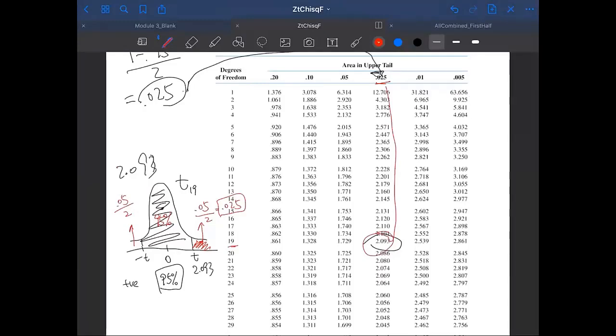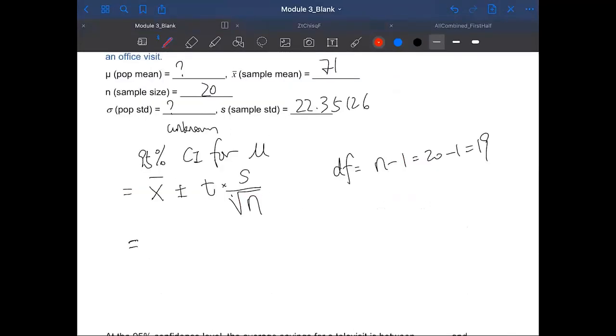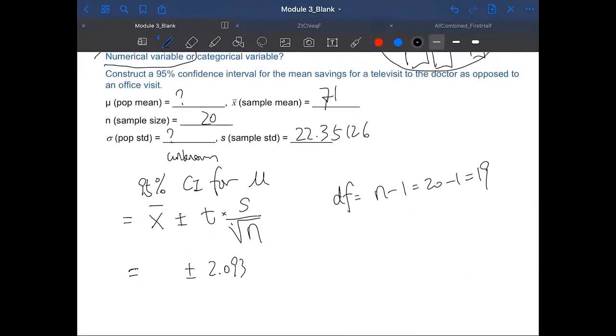Okay, great. And if that part is clear, Siri is going to help us fill in the rest of them. Okay, so this is a plus minus 2.093. And how about the rest? How about X bar? X bar is 71, right? And sample size? N is 20. N is 20. And sample standard deviation is 22.2 or 35126. Right. Okay, so this is how you solve the problem.